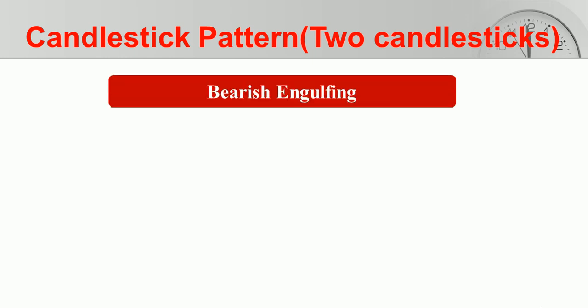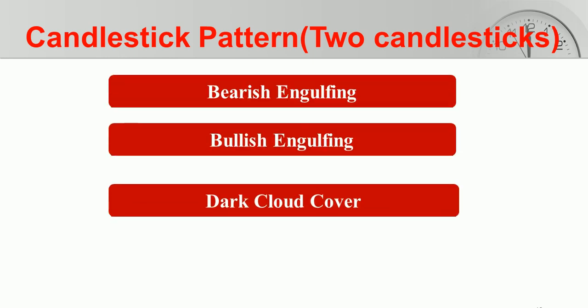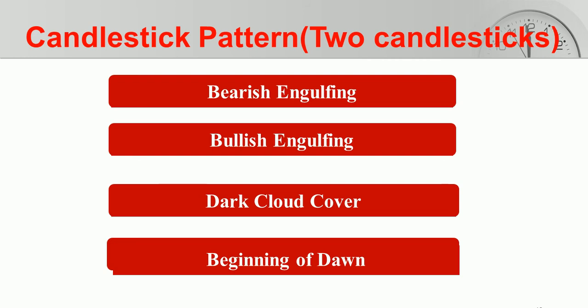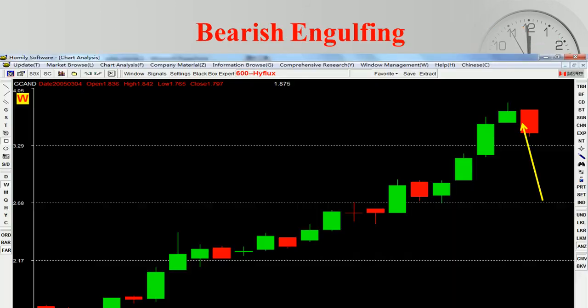Now the candlestick patterns, with 2 candlesticks. Just now we learned the 1 candlestick, so now we learn candlestick patterns. The first ones are bearish engulfing, bullish engulfing, dark cloud cover, and beginning of down. There are so many candlestick patterns, but today we just learn 4, okay, because the time is limited.